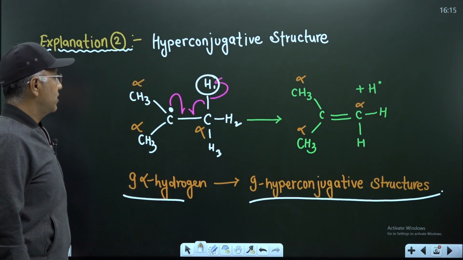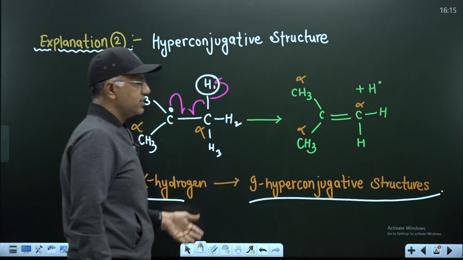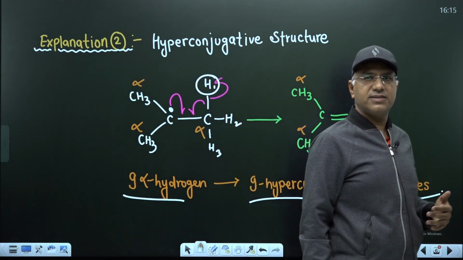Got it? So 9 alpha, 9 hyperconjugating structures; 6 alpha, 6 hyperconjugating structures. So 9 is more stable than 6.